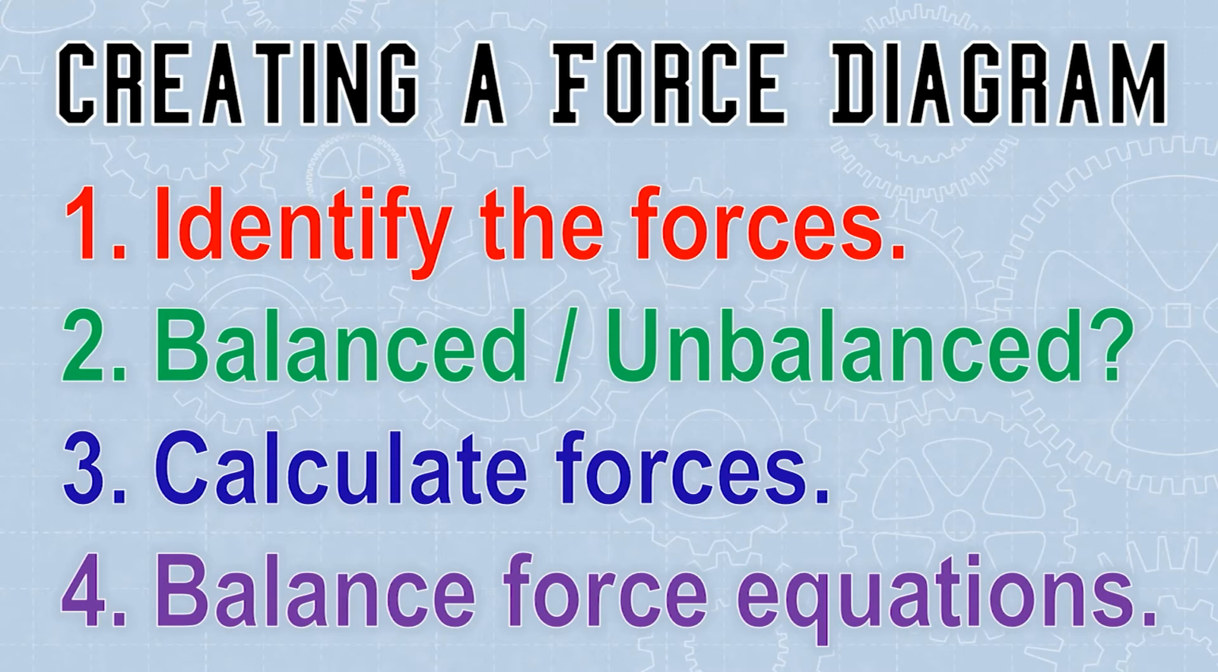Now, not all directions are going to be balanced. That means that sometimes a left is going to be bigger or smaller than a right. An up is going to be bigger or smaller than a down. When that happens, we're going to find the acceleration.